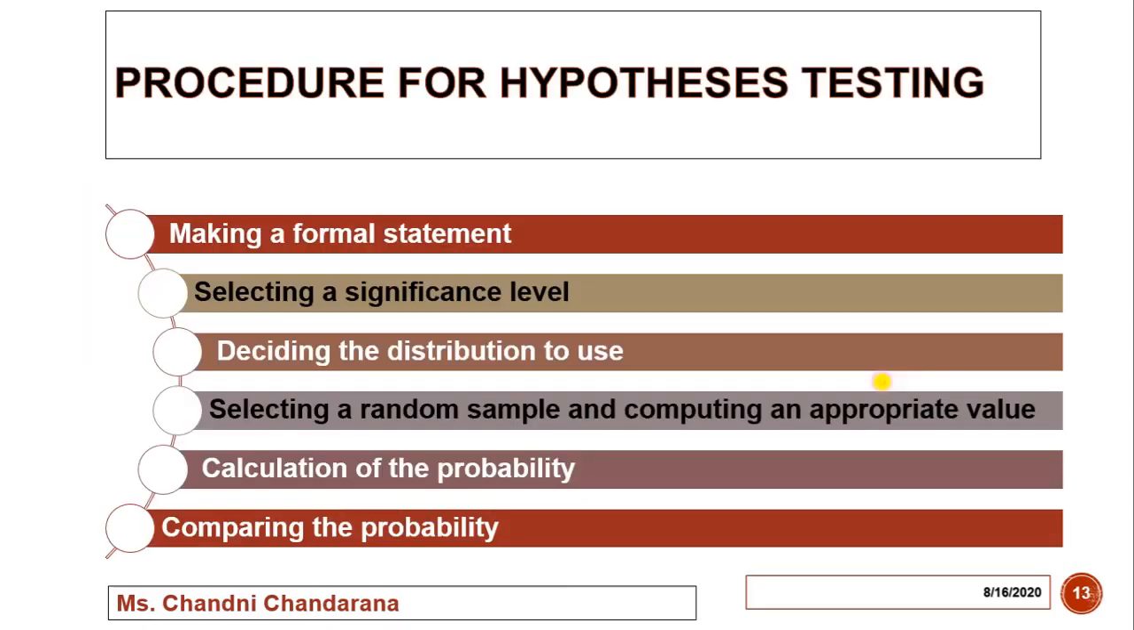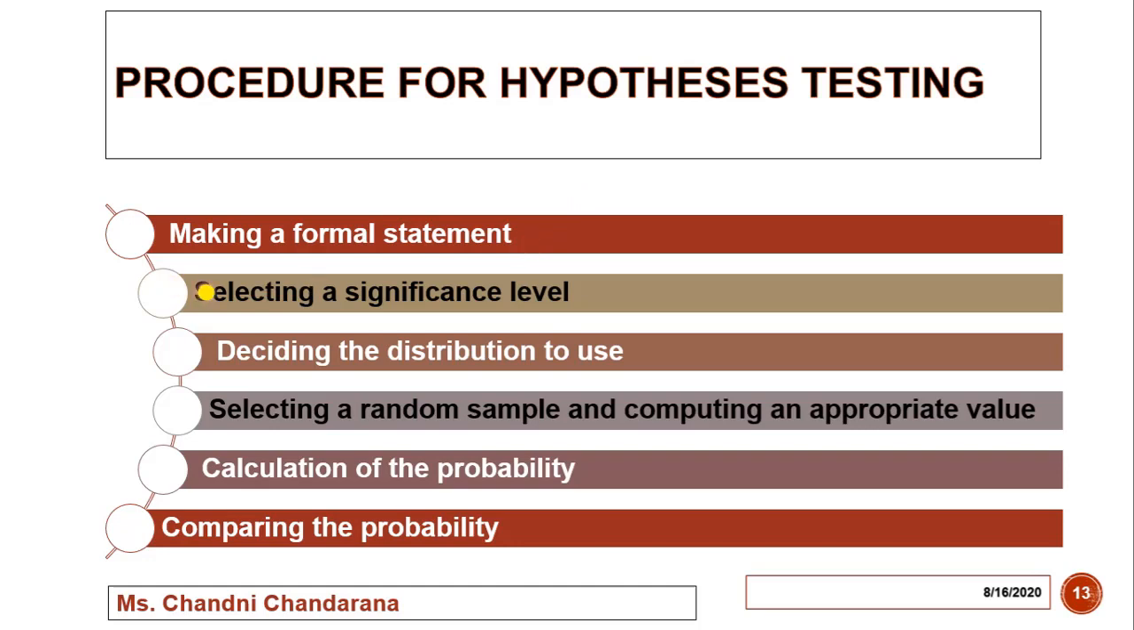Now we will see the procedure for hypothesis testing. How can we do hypothesis testing? What are the steps of hypothesis testing? So the first step is making a formal statement. What does it mean? Always our hypothesis should be clearly stated. We should consider the nature of the research problem and make a clear statement of our hypothesis. This is the very first step of hypothesis testing.